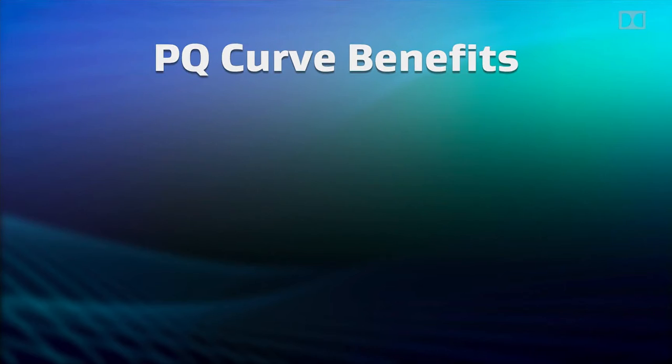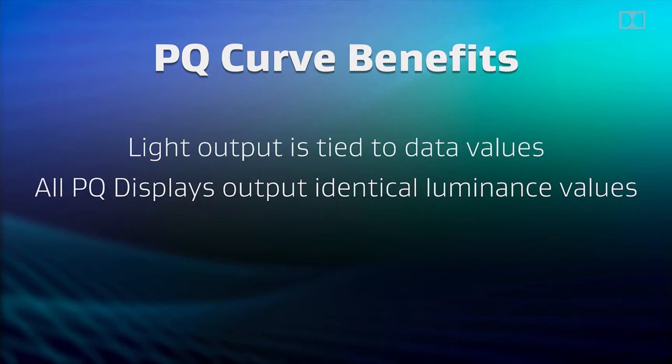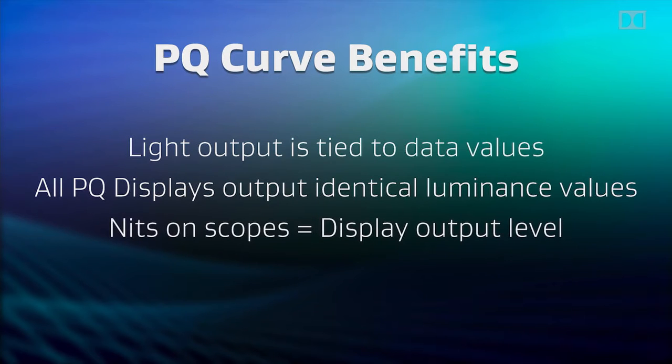Now, the cool thing about the PQ EOTF is that for the first time, the image signal is directly tied to the display's actual light output. This means that when properly set up, a monitor displaying a PQ image will show the specific amount of light output corresponding to the data in the image. And that signal can range from 0 all the way up to 10,000 nits. Also, when properly set up, signal levels on your scopes directly correspond to the display's actual output.